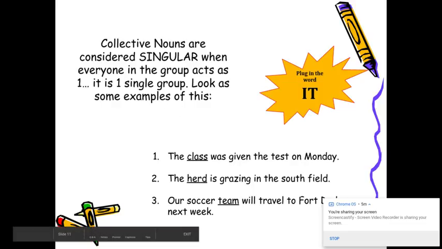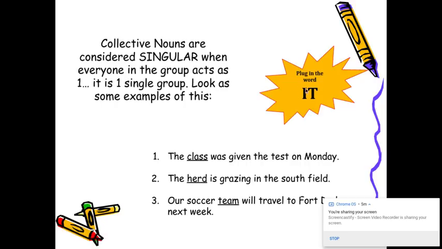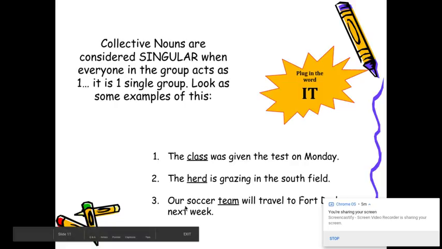Now, to make sure that our sentence makes sense with our collective noun, if it's singular and everybody's acting as one group, you should be able to plug in the word "it" to the beginning of the sentence and it would make sense. So we take out our collective noun, the class, and plug in "it": "It was given the test Monday." Sentence makes sense. Same thing here with number 2. We could plug in "it" for the herd: "It is grazing in the south field." Makes sense. And we could plug in "it" for our soccer team: "It will travel to Fort Dodge next week." If someone came up to you and said, "It will travel to Fort Dodge next week," that sentence makes sense.